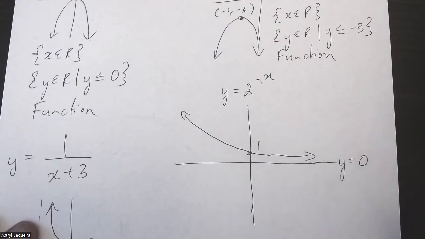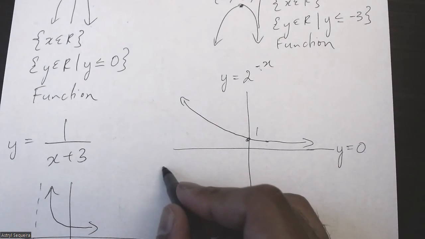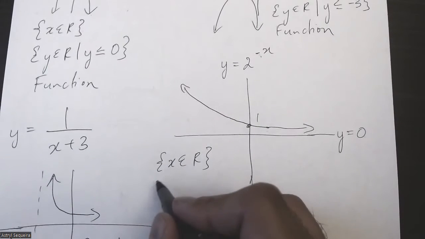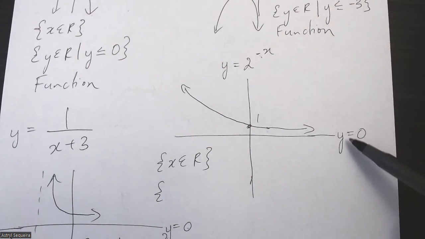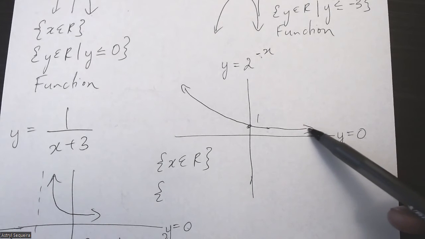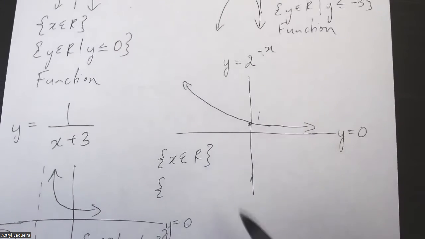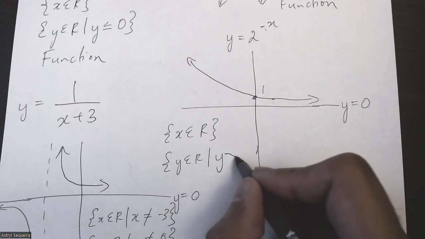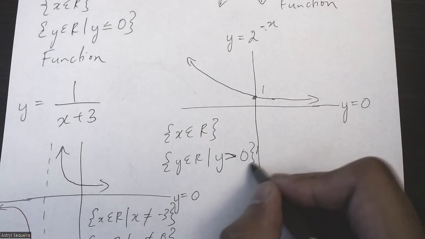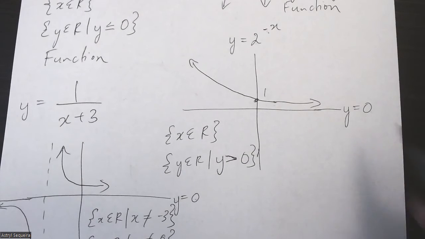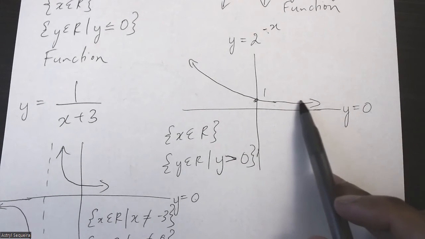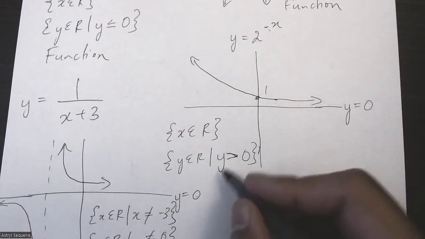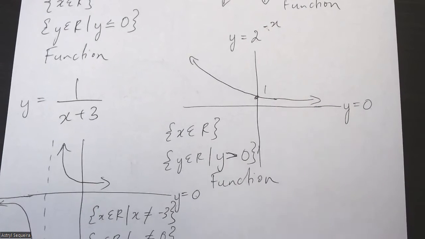This point here is 1, but that's not important for domain and range. So my domain of this function is all real numbers because I go to the left towards infinity and towards the right. My range, however, my lowest y value, it doesn't even hit 0, but it comes really, really close to 0. My highest is infinity. So y is an element of all real numbers such that y is greater than 0. There's no equals because it never actually hits 0. It just gets really, really close, like 0.0000, infinite zeros, and then you have a 1. And exponential functions are also functions.